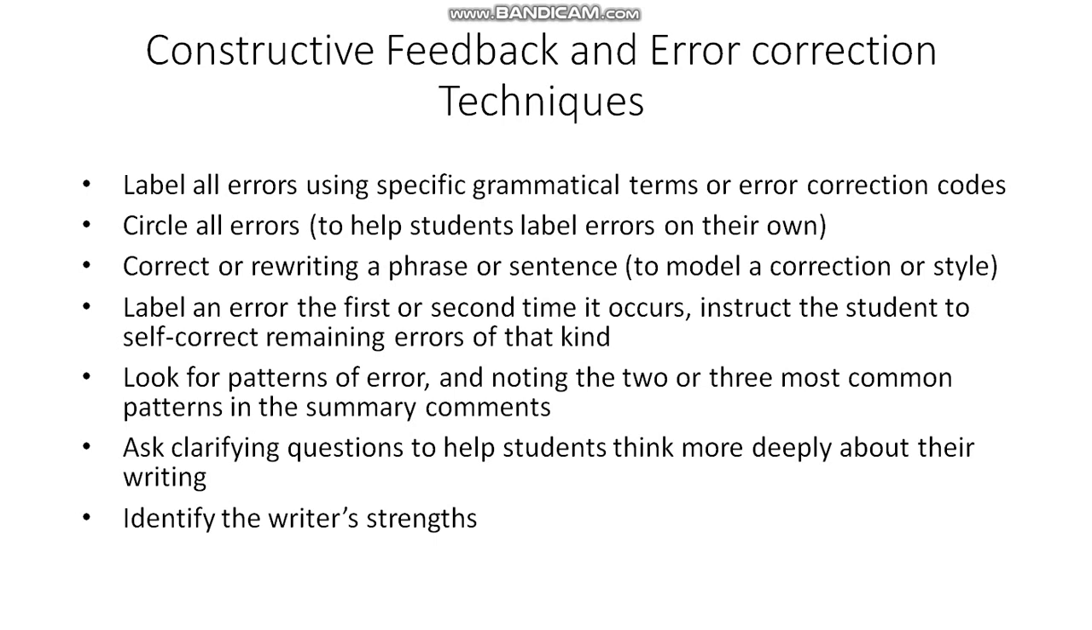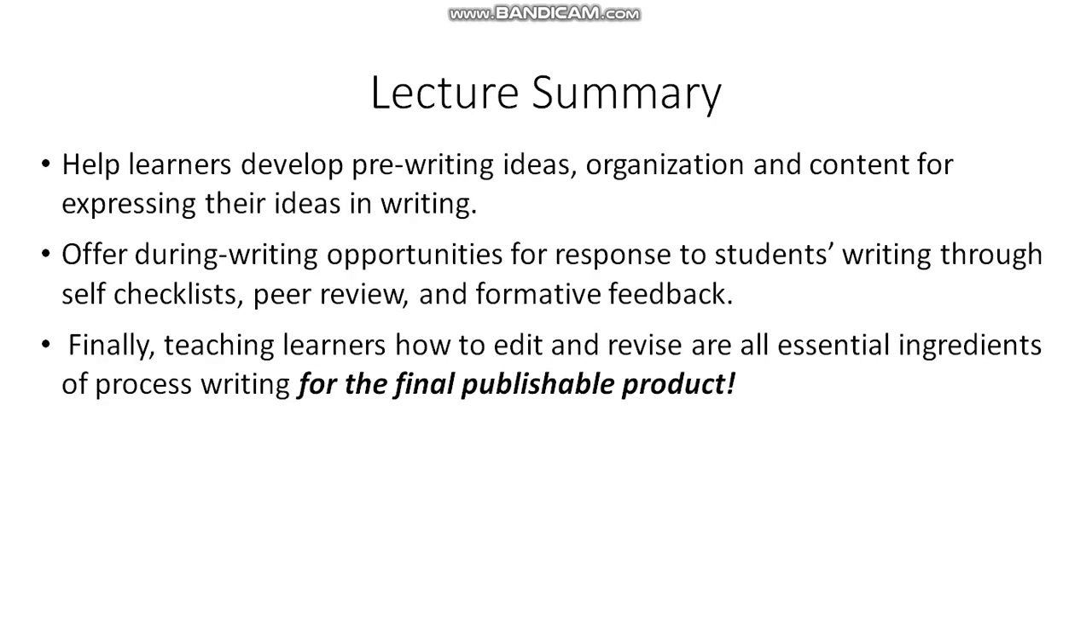Label an error the first or second time it occurs. Instruct the student to self-correct remaining errors of that kind. Look for patterns of error, noting the 2 or 3 most common patterns in the summary comments. Ask clarifying questions to help students think more deeply about their writing. Identify the writer's strengths. So let's summarize.